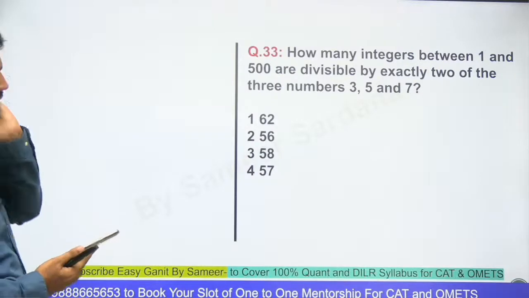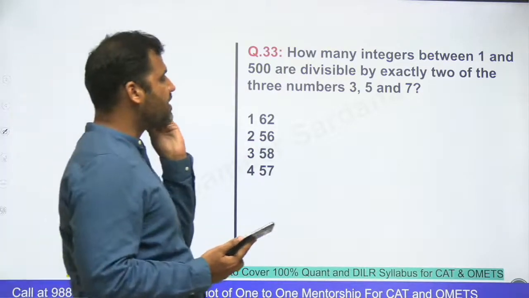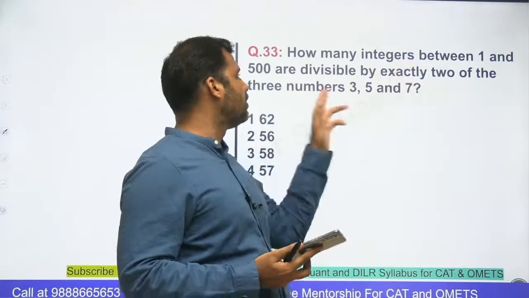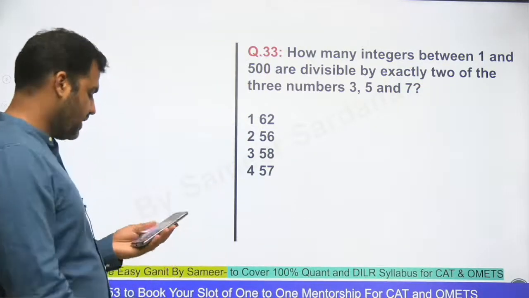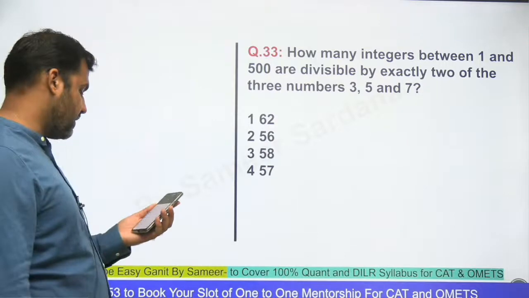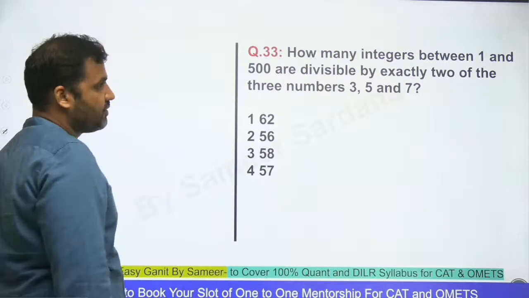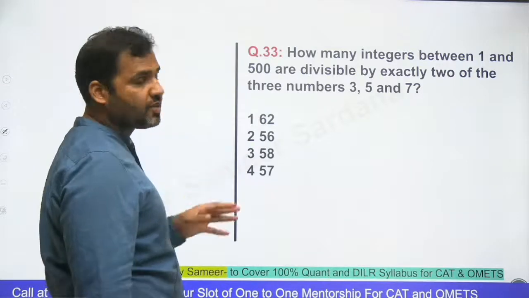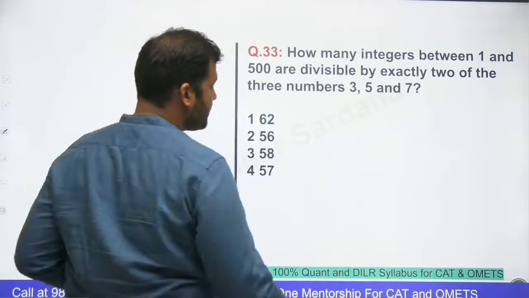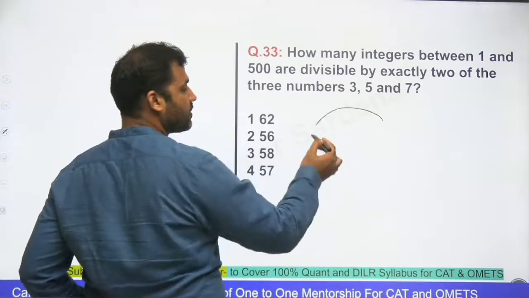Question number 33. How many integers between 1 and 500 are divisible by exactly 2 of the 3 numbers? Very good बच्चों. ऐसा question कैट के पेपर में आ चुका है बच्चों already. So I just want कि आपका ये concept miss नहीं है. The best way to solve this type of question is use the set theory, guys. Set theory को use करो, right?